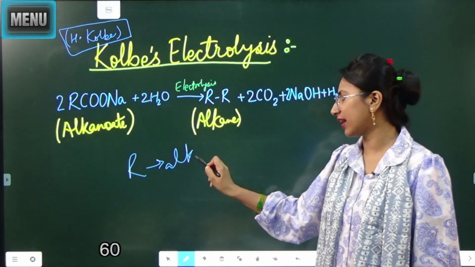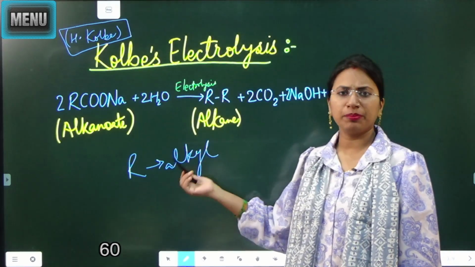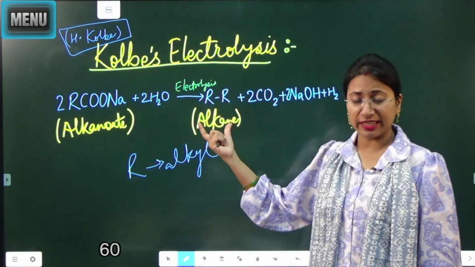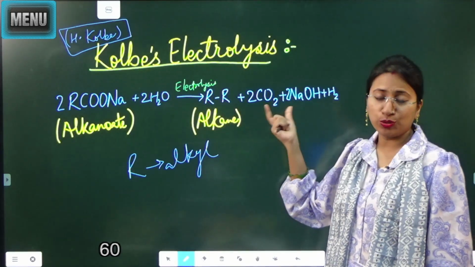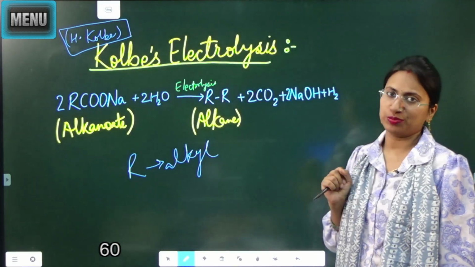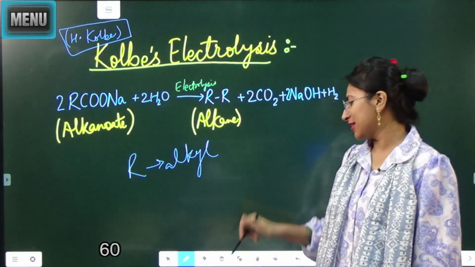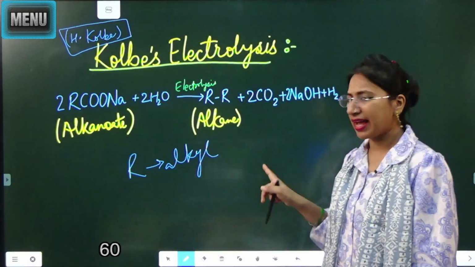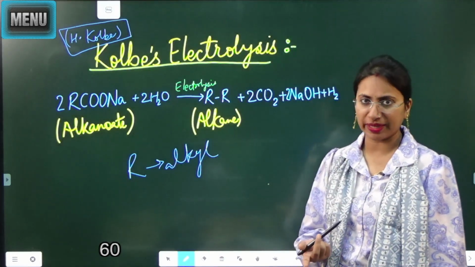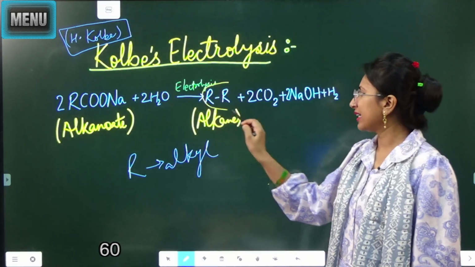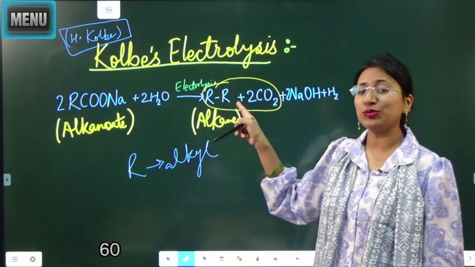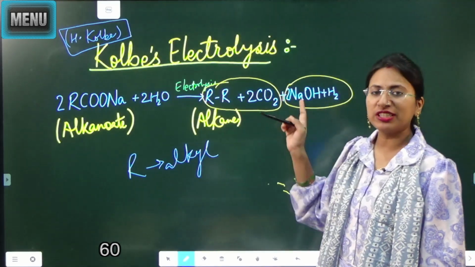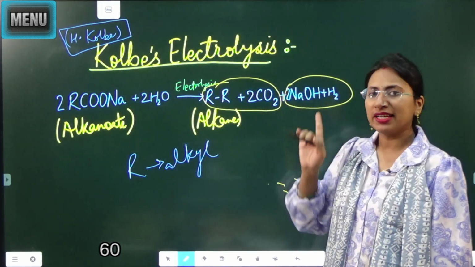R denotes alkyl part. It can be methyl, ethyl, propyl, butyl, any alkyl part. And along with this alkane, we will get CO2, NaOH and H2. Among these products, during electrolysis, we have two types of reaction: reaction at anode and reaction at cathode. Alkane and CO2, these two will be formed at anode, and NaOH and H2, these two products, will be formed at cathode.